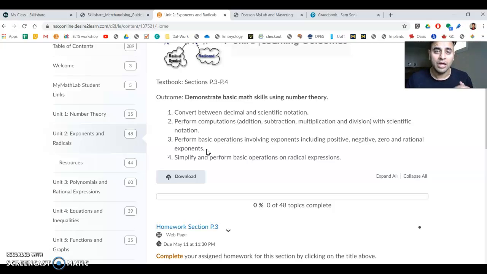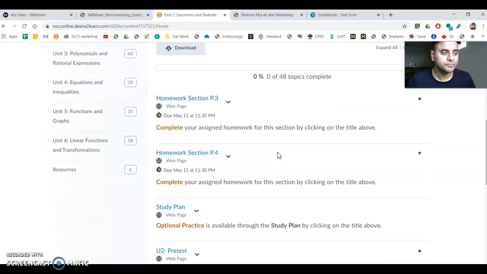Make sure you know, if I have a fraction in the exponent, what does it mean? What does the denominator of the exponent mean? What does the numerator of the exponent mean? Make yourself familiar with this part. I'm telling you again, this will be the foundation for the rest of the course. And finally, simplify and perform basic operations on radical expressions.